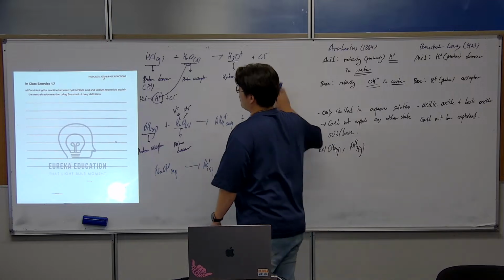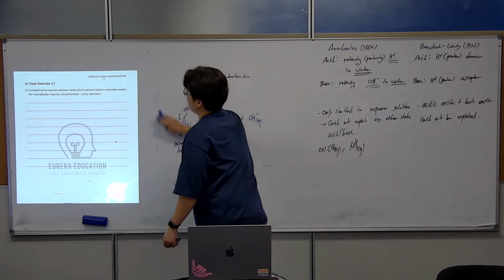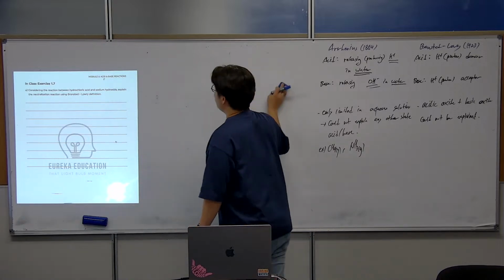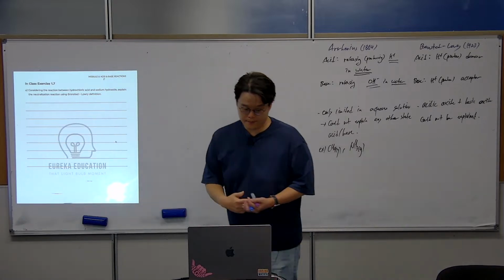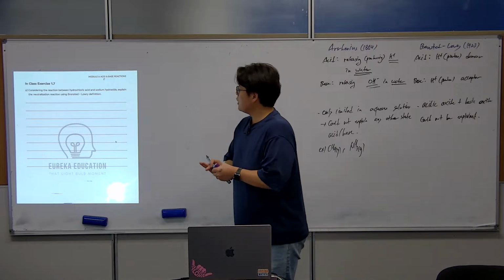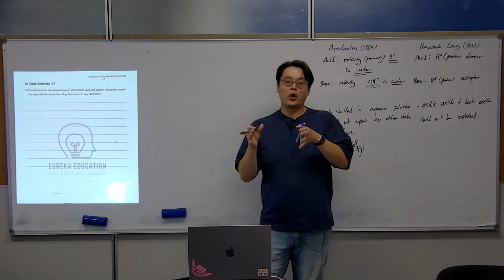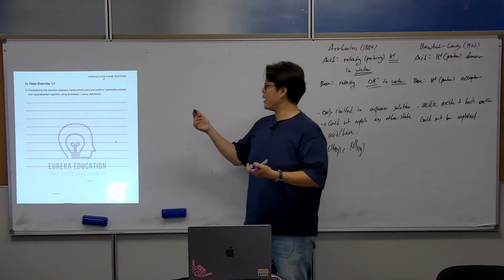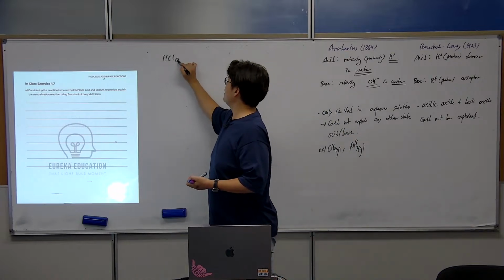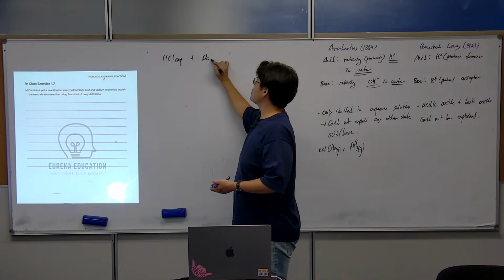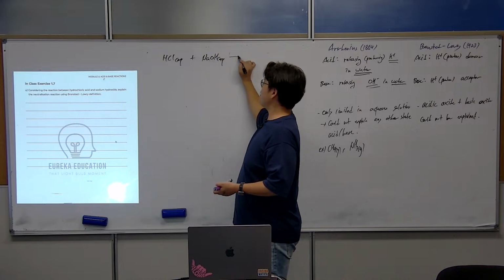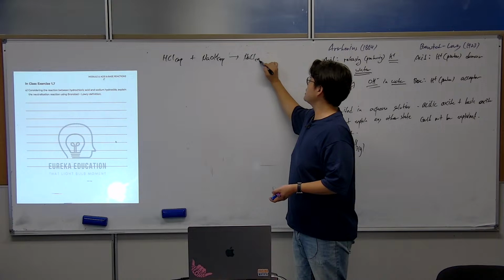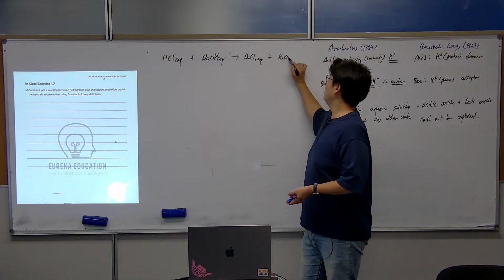A. Considering the reaction between hydrochloric acid and sodium hydroxide, explain the neutralization reaction using Bronsted-Lowry definitions. Pretty easy. Again, you need to know what the products are simply by knowing the reactants we have. We have hydrochloric acid, HCl, aqueous, reacting with the sodium hydroxide base, an acid and base reaction, neutralization, producing sodium chloride and water.